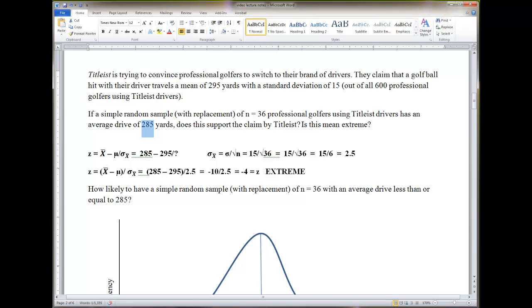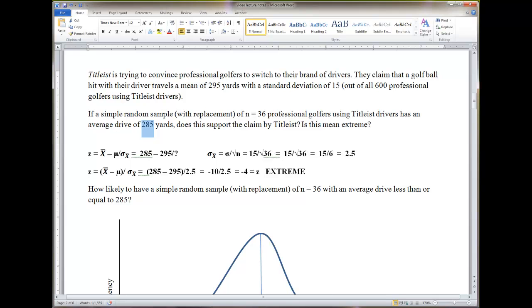At first glance, you might be led to believe that because 285, our sample mean, is less than 295, the claim of the population mean by Titleist is not supported. But remember, the mean of 285 is based on a sample. And we know from the concept of sampling error that we never expect the sample mean to equal the population mean. The sample mean will be higher or lower depending on chance, not always due to actual differences, in this case caused by the brand of the driver.